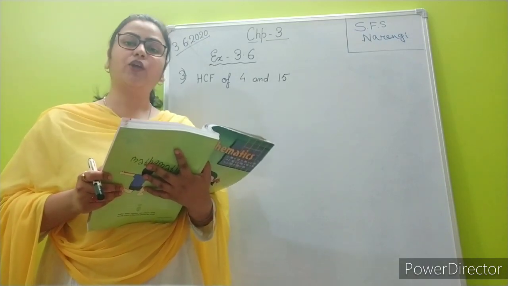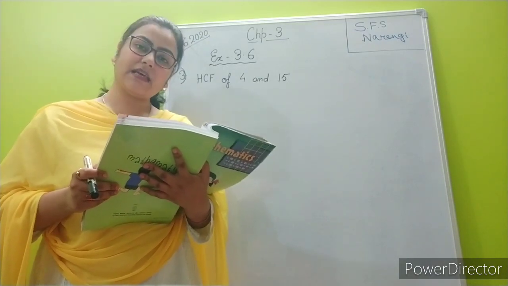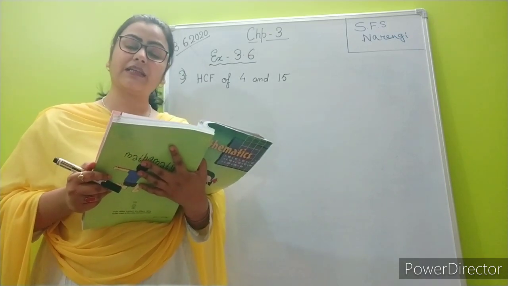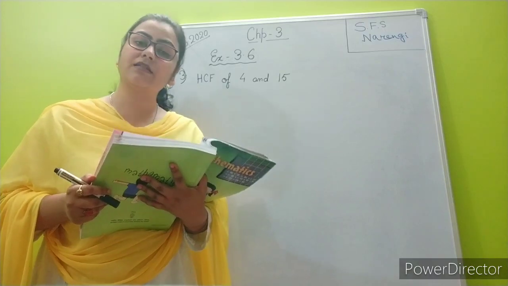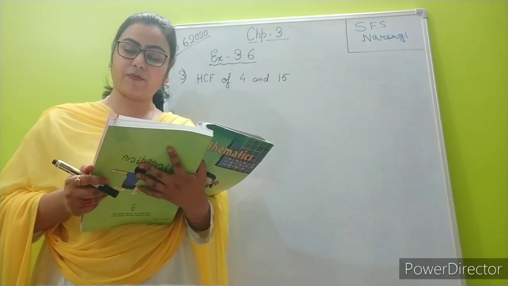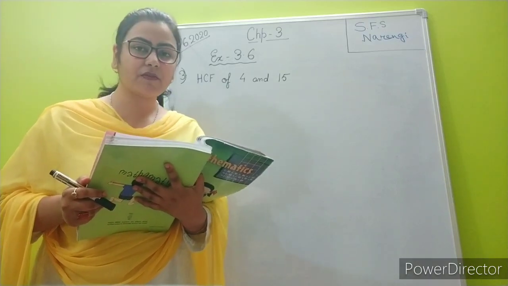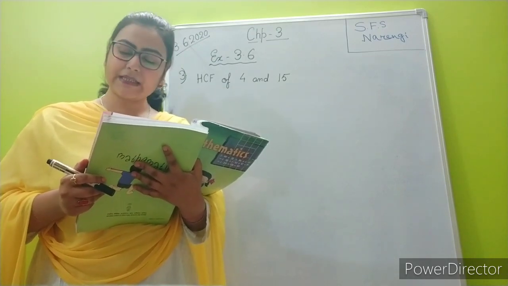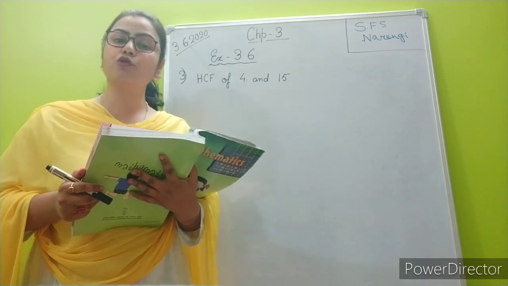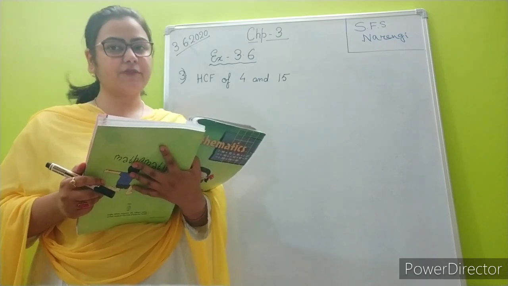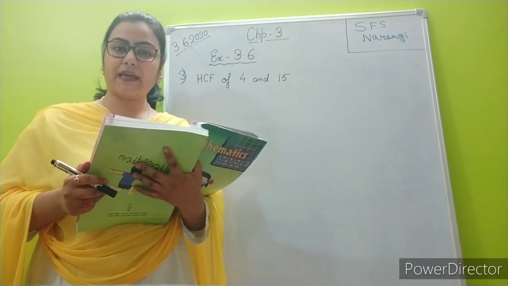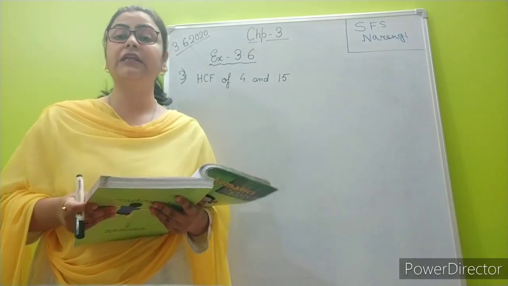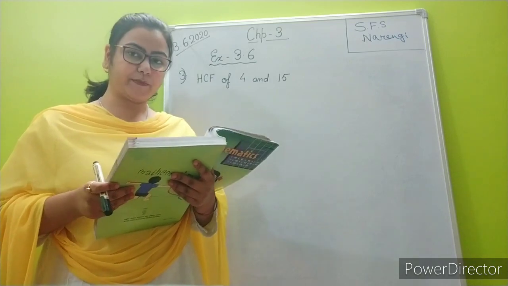I hope you all have understood HCF very well in our last class. That is yesterday, where I explained to you what is HCF. So children, what was HCF? HCF is highest common factor, right? And we also learned how to take out the HCF of different numbers. We were doing exercise 3.6. Now, we already did number 1 and number 2.